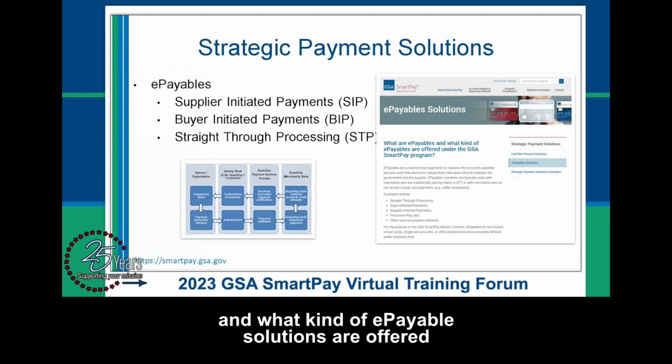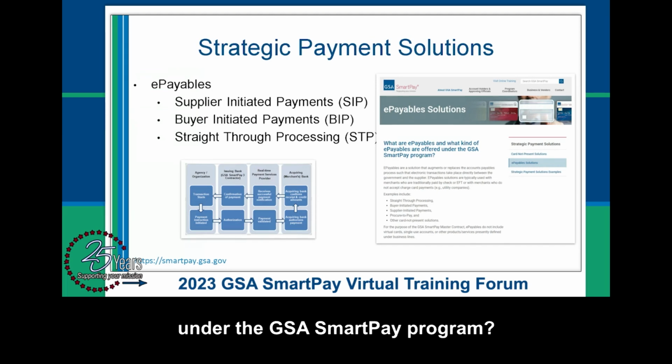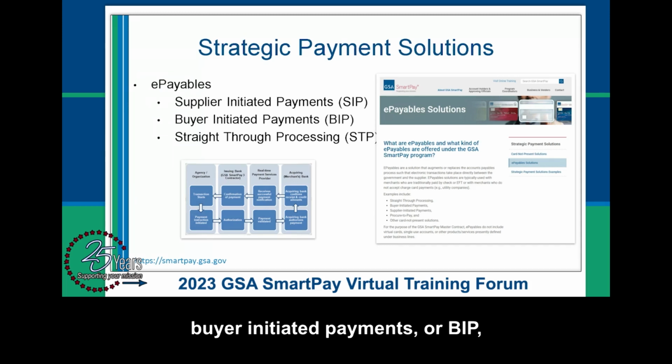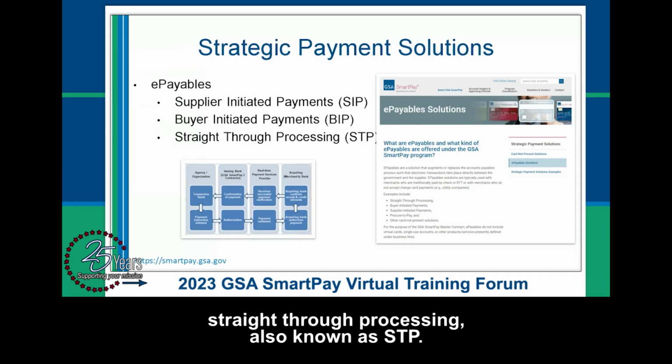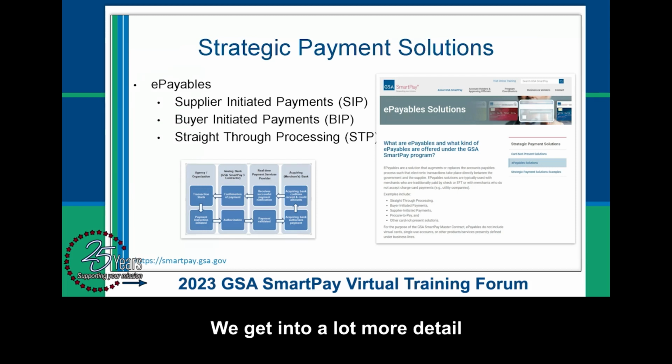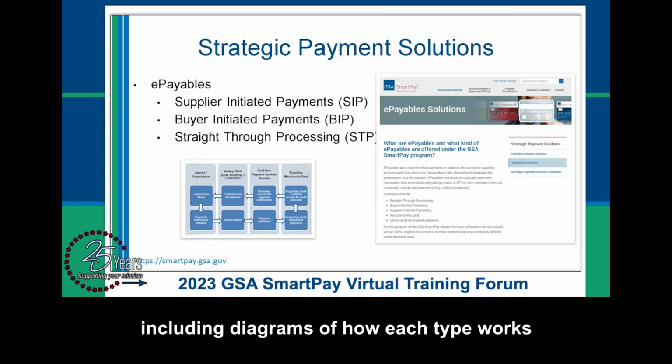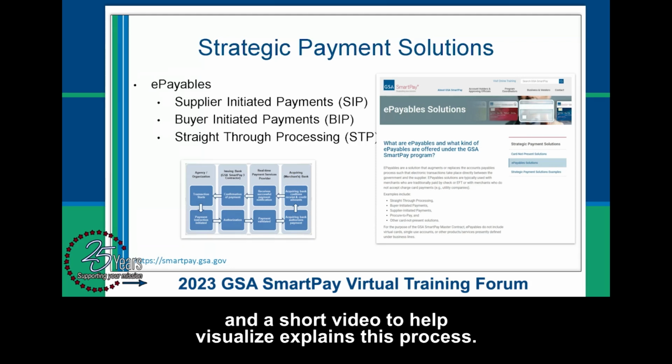What are e-payables and what kind of e-payable solutions are offered under the GSA SmartPay program? E-payable solutions basically replace the accounts payables process such that the electronic transactions take place directly between the government and the supplier. Examples include supplier-initiated payments, or SIP, buyer-initiated payments, or BIP, and straight-through processing, also known as STP. We get into a lot more detail on each type of e-payable solution on our website, including diagrams of how each type works and a short video to help visualize the process.